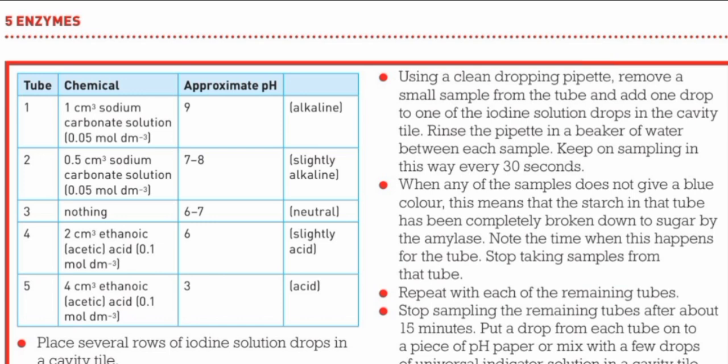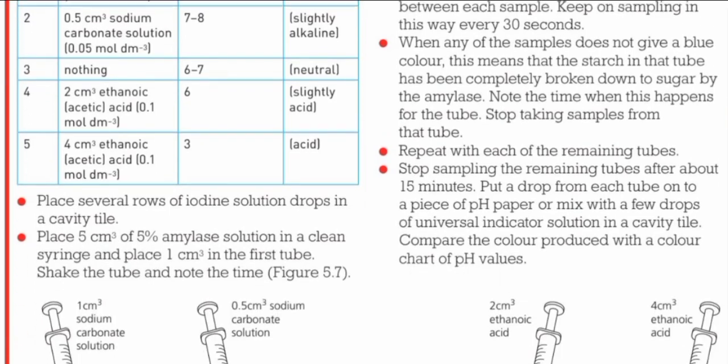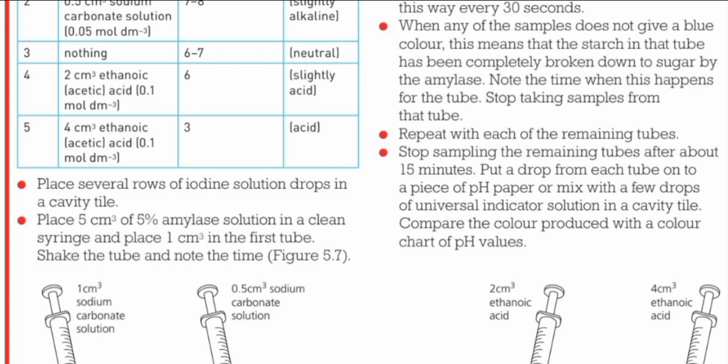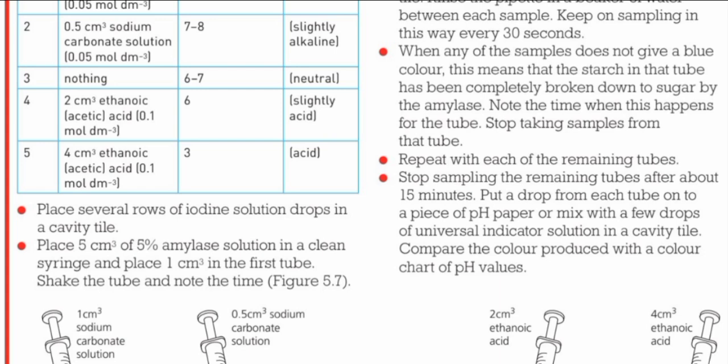Now here is the procedure. We take starch solution, add amylase, and then add any acid or alkali. Test with iodine every 30 seconds. If iodine stays brown, the starch is digested; record the time taken. Different pH values affect enzyme activity. The point at which the fastest reaction occurs means that this pH is optimum. Too acidic or too alkaline gives a slow reaction or none at all.